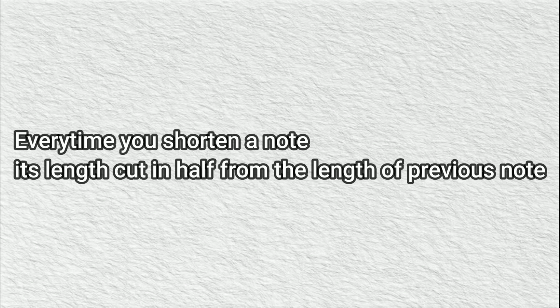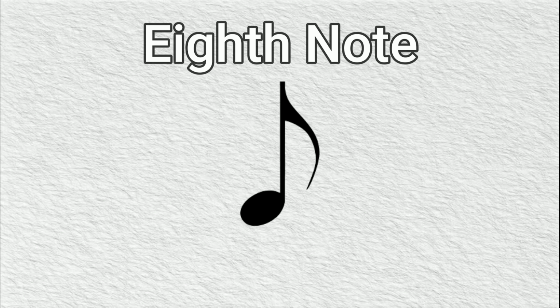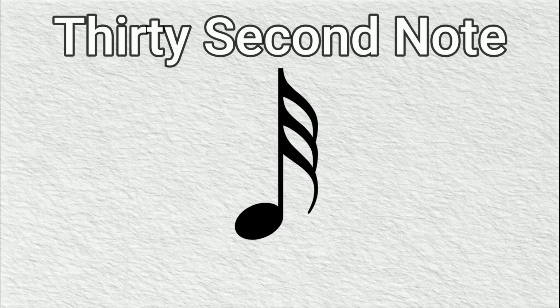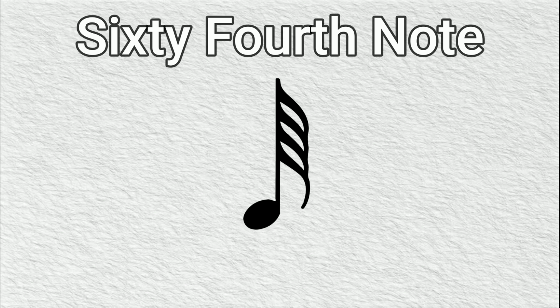So next in line, it's the 8th note, half as long as the quarter note, and it looks like this. This wavy line sticking out of the stem is called a flag. Then you have the 16th notes, half the length of the 8th note, and it has 2 flags sticking out of the stem. Then you have the 32nd notes, half the length of the 16th notes, and has 3 flags sticking out of its stem. And then you got the 64th notes with 4 flags, half the length of 32nd notes, and so on.